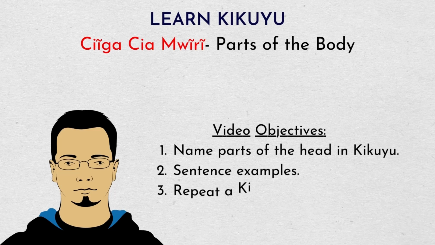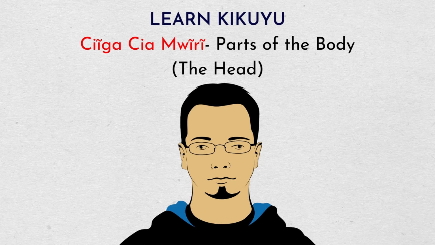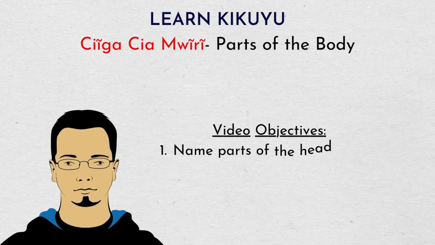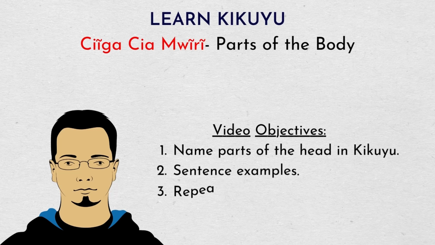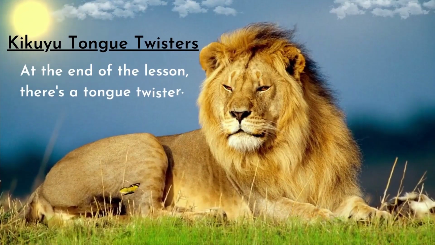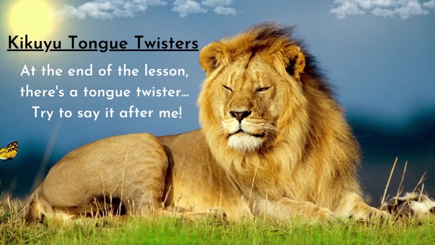In today's lesson, we are going to look at parts of the body, specifically the head. Ciĩga cia Mwĩrĩ is parts of the body, and our objectives will be naming the parts of the head in Kikuyu. We'll also have sentence examples, and we'll also be repeating a Kikuyu tongue twister. So be set for that. At the end of the lesson, there will be a tongue twister for you to try and say it after me.